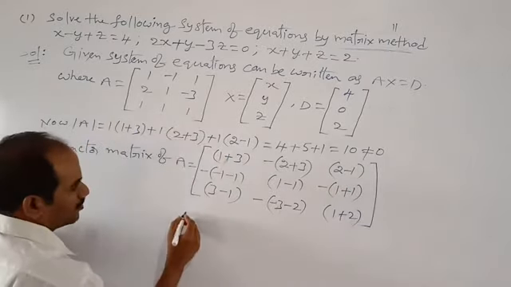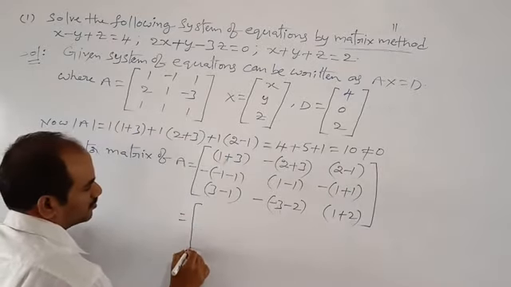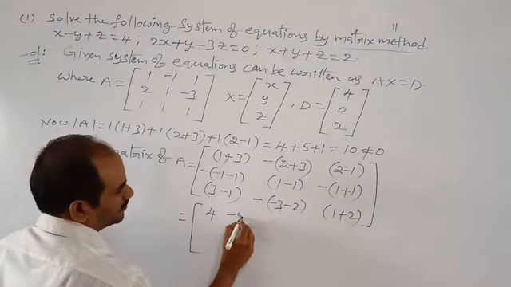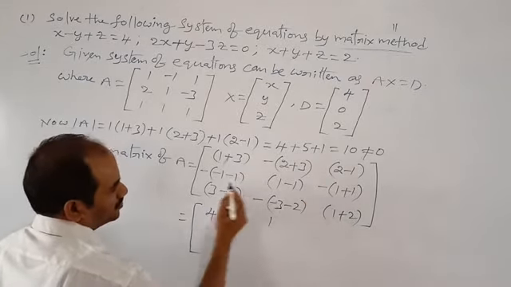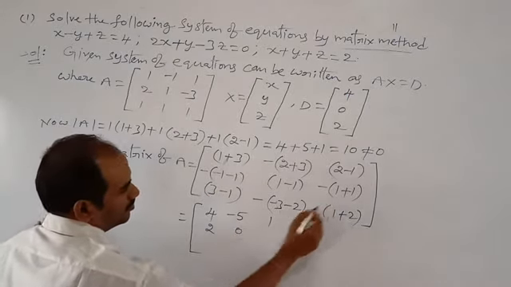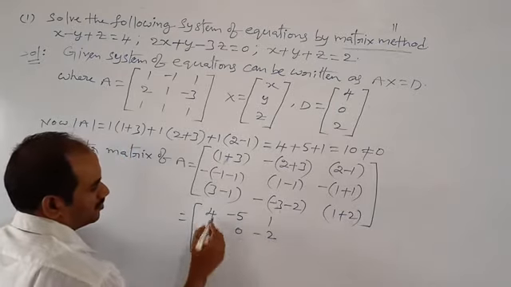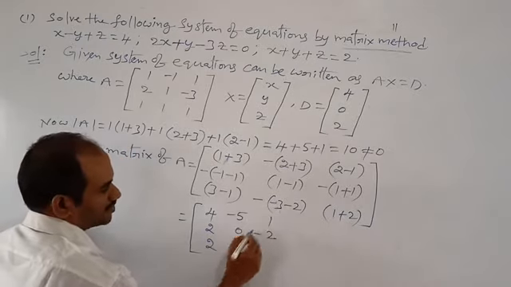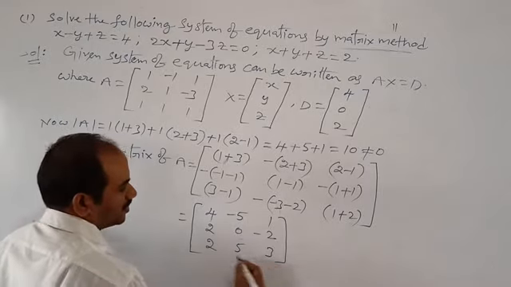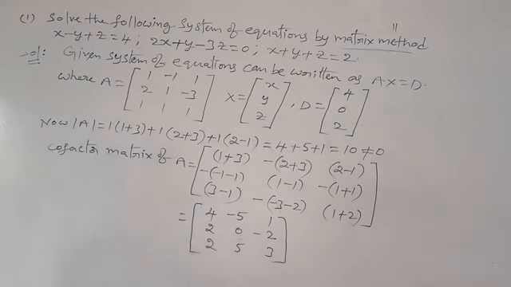Alright, see here that is equal to. So in this cofactor matrix, the first value is 4. Next value is minus 5. Next value is 1, so second row, minus and minus plus 2. Next value is 0. Next value is minus 2. Next value is 2, minus and minus plus 5. Next value is 3. This is the cofactor matrix of it.